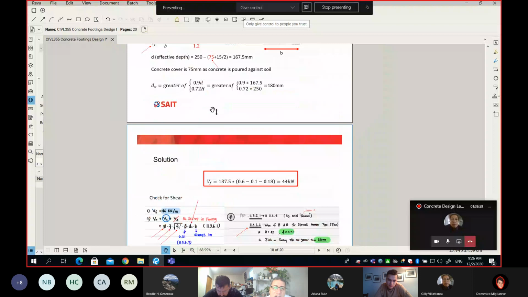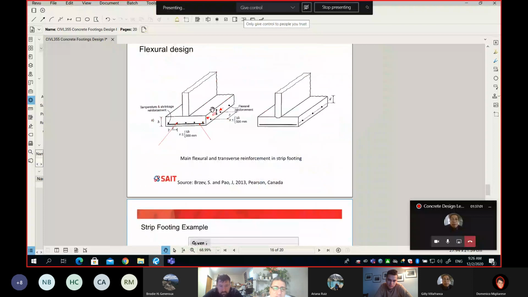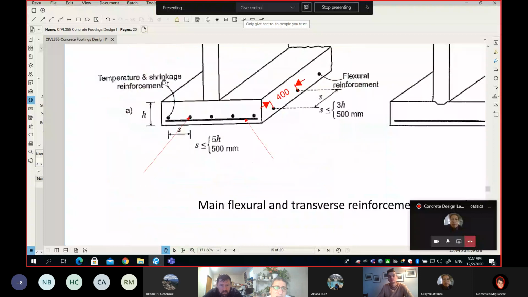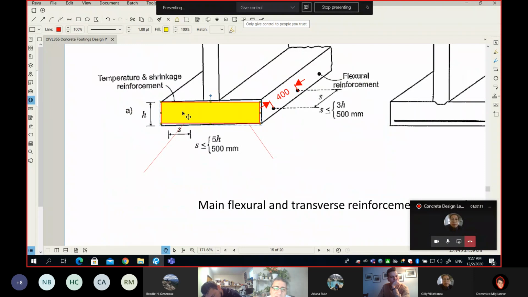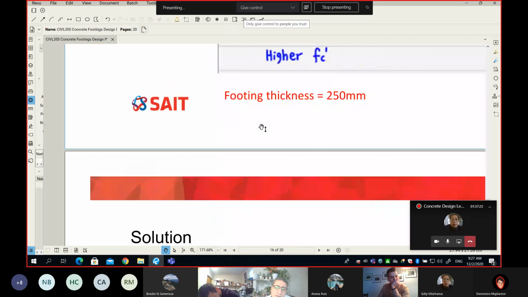Okay, so the gross area, I'm going to go back to the same picture here. So where is the gross area? It is this area here, because the transverse reinforcement goes in this direction. Probably I will color it. So this will be the gross area, which is 250 times 1.2 meter, so 0.25 meter times 1.2 meter. Let's get 2 per 1,000 of this area. Let's do it.